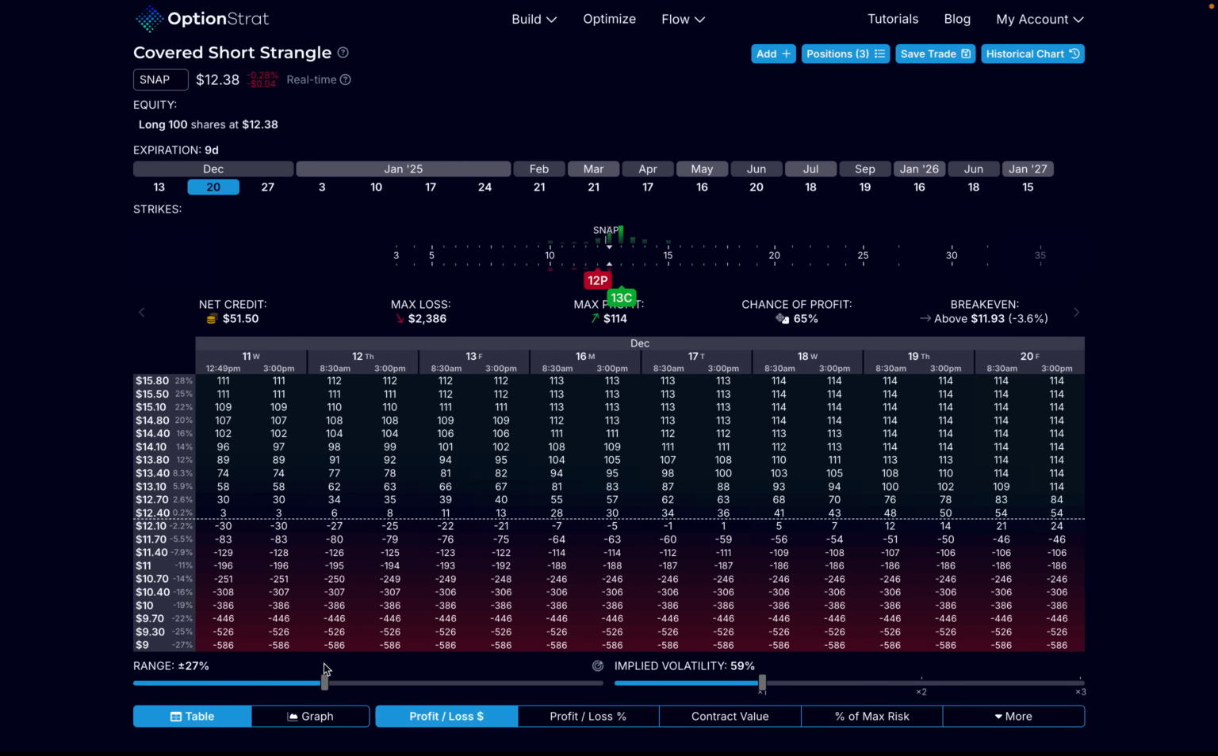So the ideal situation here, what we generally want to happen, is we want the stock to trade sideways or go slightly up. Our max loss here is going to happen if the stock goes to $0. Our max profit, which for this example is about $114, is going to happen if the stock price goes above the call strike price at expiration. So if Snap is above $13 a share at expiration, we're going to hit our max profit here.